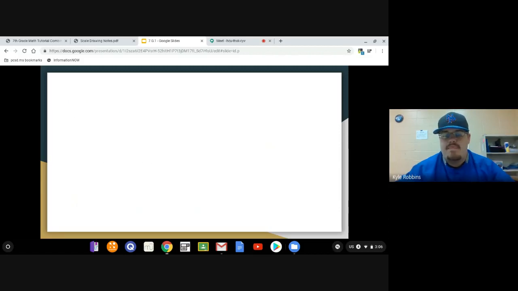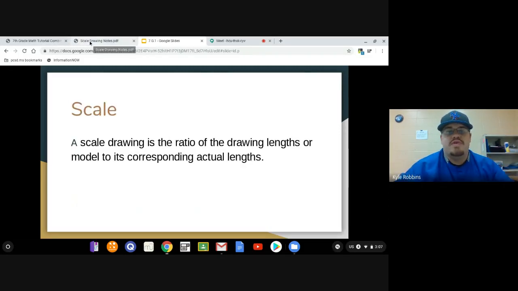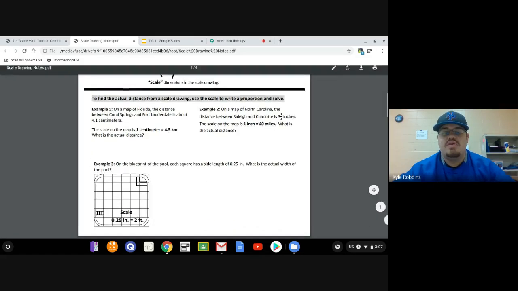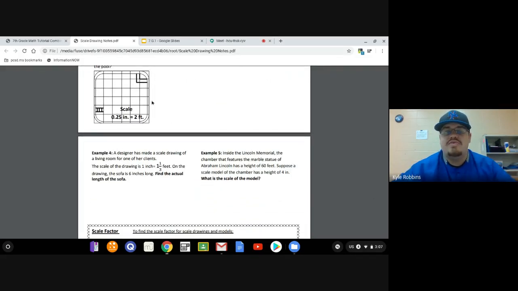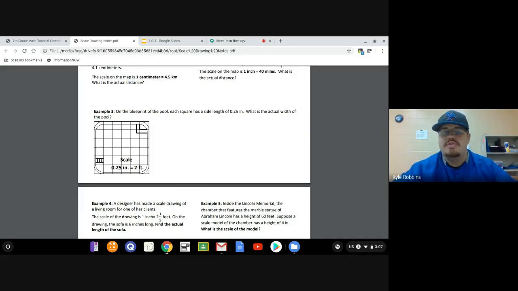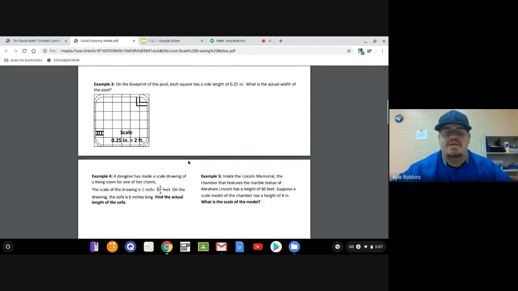From there, we're going to move over to the notes, and this just has the stuff that we just talked about: scale drawing definition, scale definition. Then we're going to slide on down right here. Here's an example of a scale. This is a pool. You can't draw the actual pool on a piece of paper, so they take their scale drawing, and their scale says that every 1/4 inch on this equals 2 feet of real life pool. So every 1/4 inch in this drawing is equal to 2 feet of the actual pool.